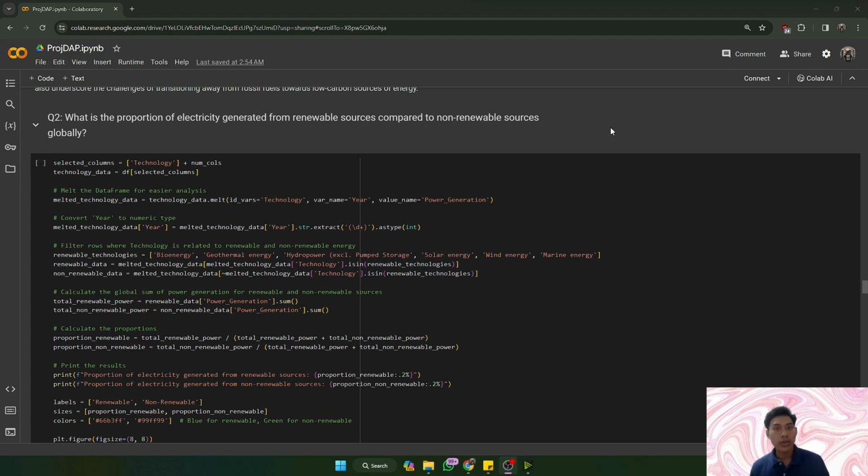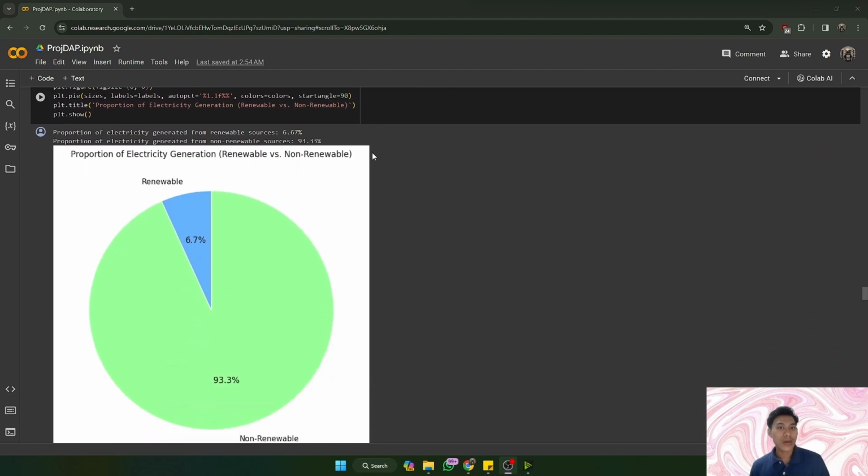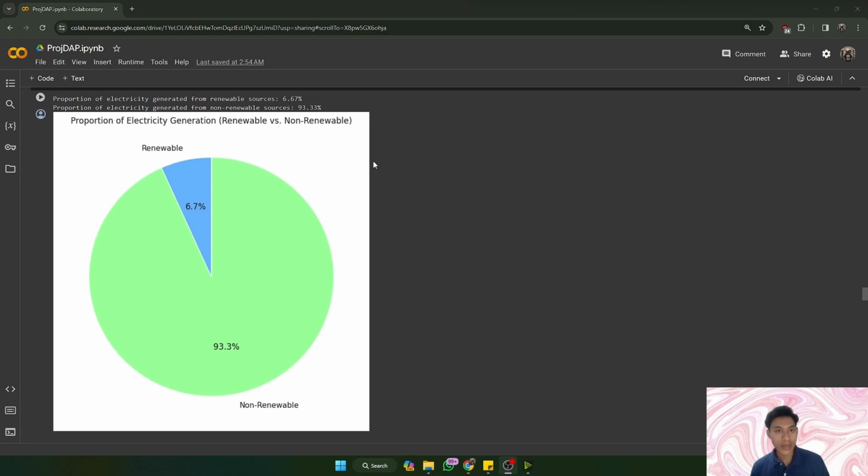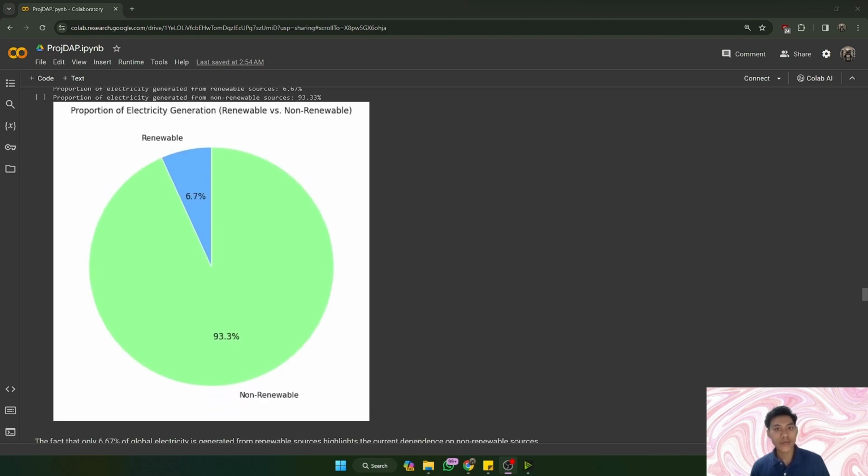And I will be continuing with the research question: what is the proportion of electricity generated from renewable sources compared to non-renewable sources globally? As you can see, the proportion of electricity generated from renewable sources is 6.7%, and the proportion of electricity generated from non-renewable sources is 93.33%. The fact that only 6.7% of global electricity is generated from renewable sources highlights the current dependence on non-renewable sources for power generation.